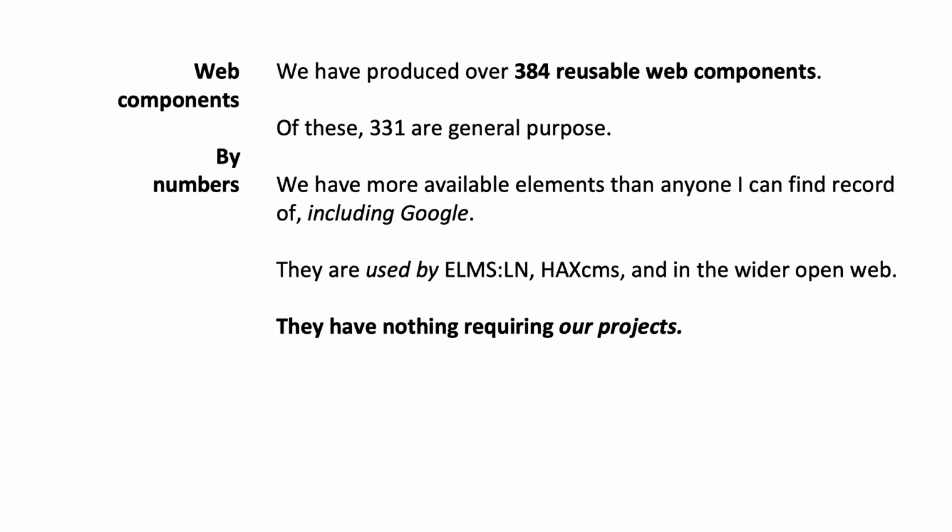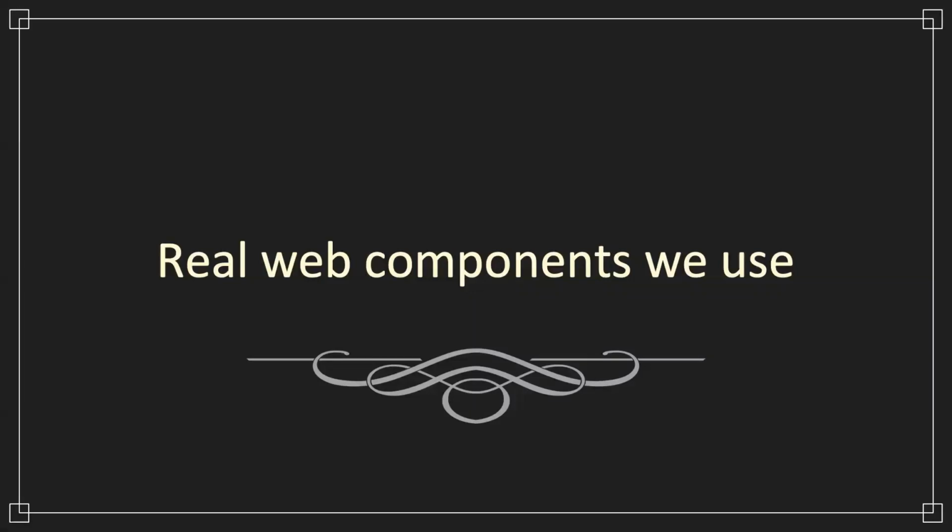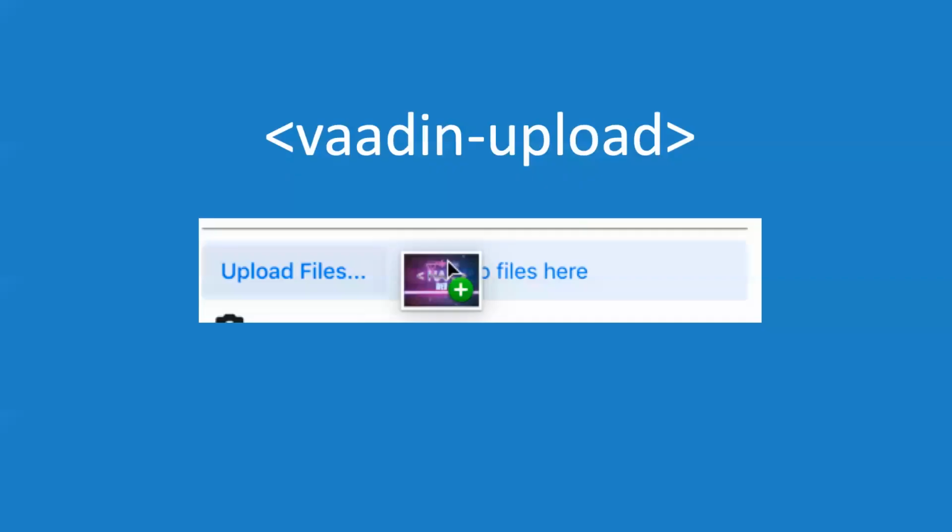So to date, we've produced 384 web components that we use across our different projects. And of those, 331 are general purpose, meaning they don't really have a lot to do with Elms or HAXcms and can be used anywhere, any project. So we have more than Google, so we've kind of bought in. So let's look at some real win web components, if you will.